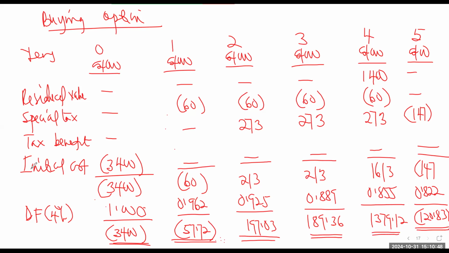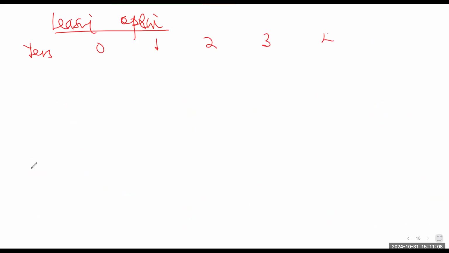You put all the NPV together. Let's come to the leasing option. So if you want to lease, what is the cost? Let's have our years over here: 0, 1, 2, 3, 4, 5. So we have our currencies over here.